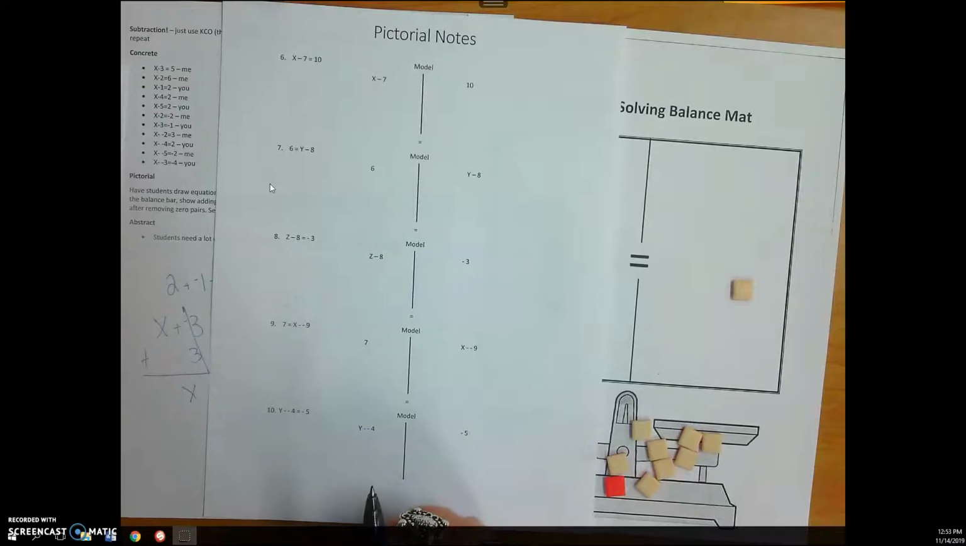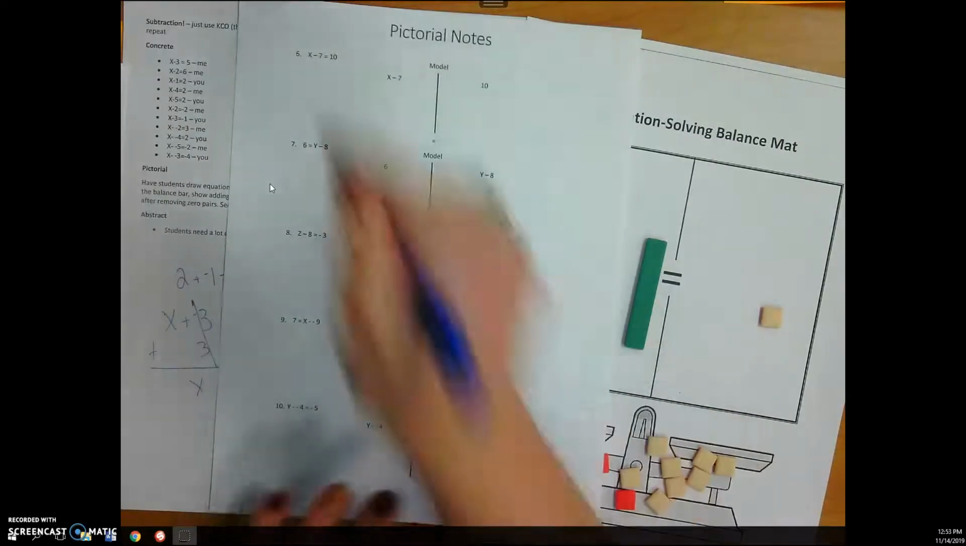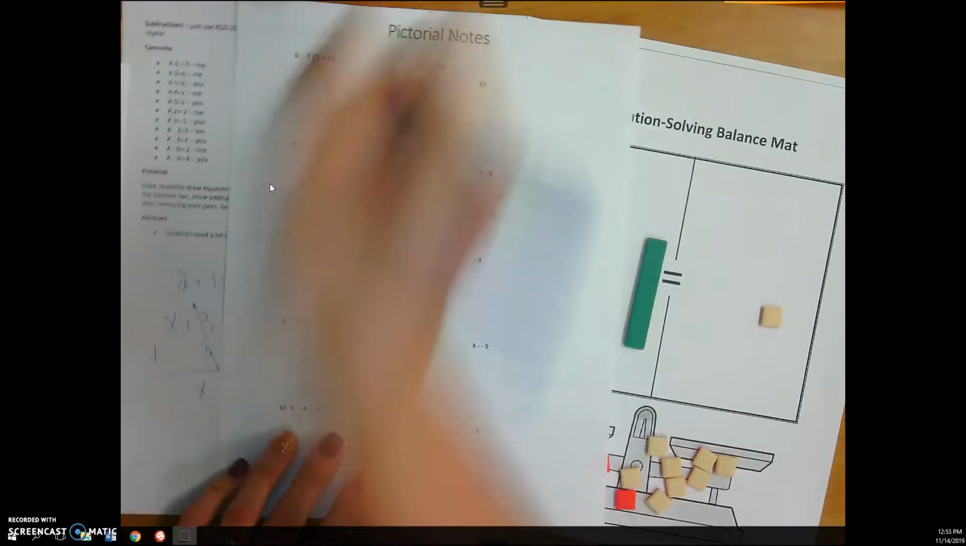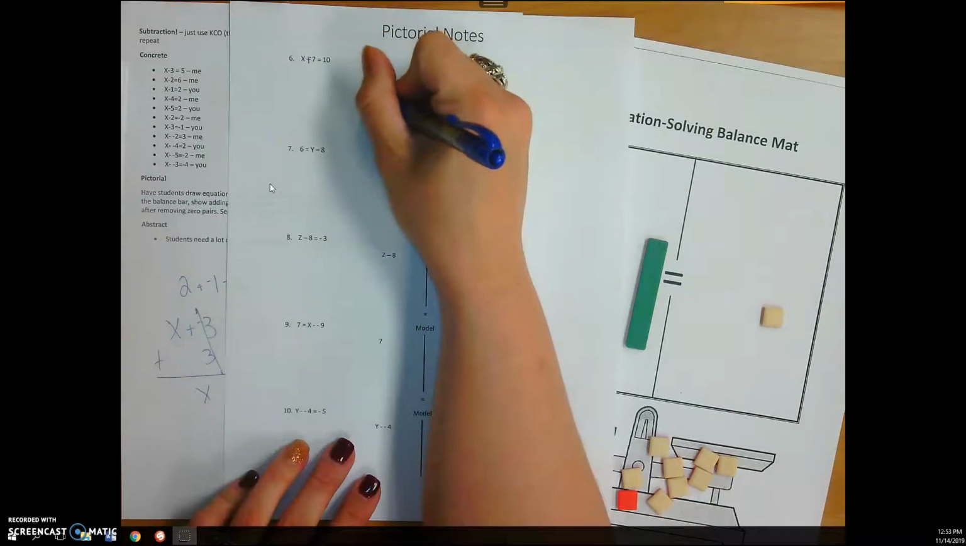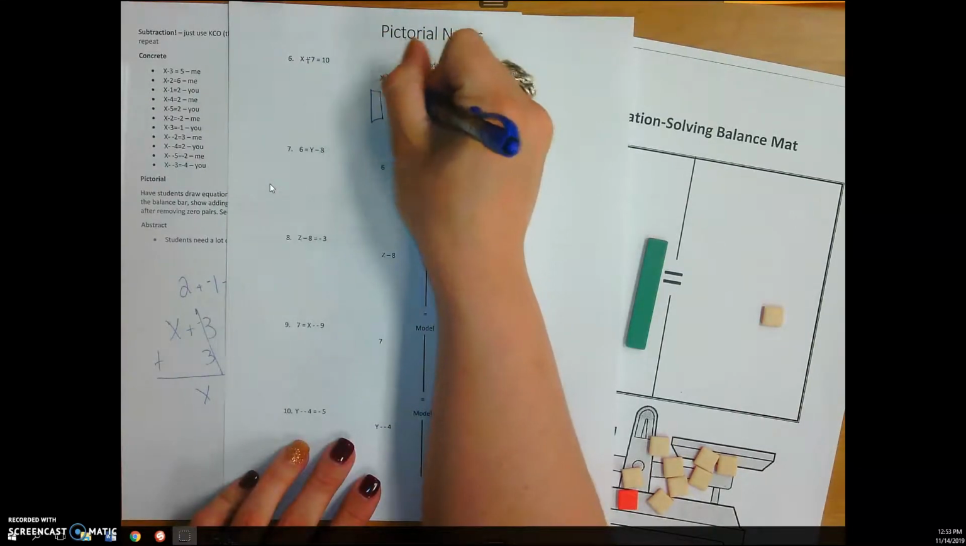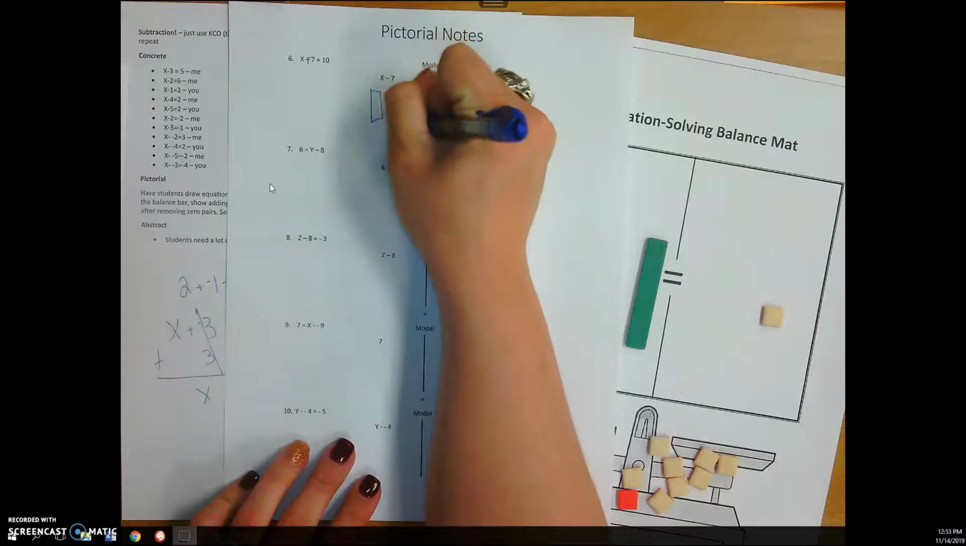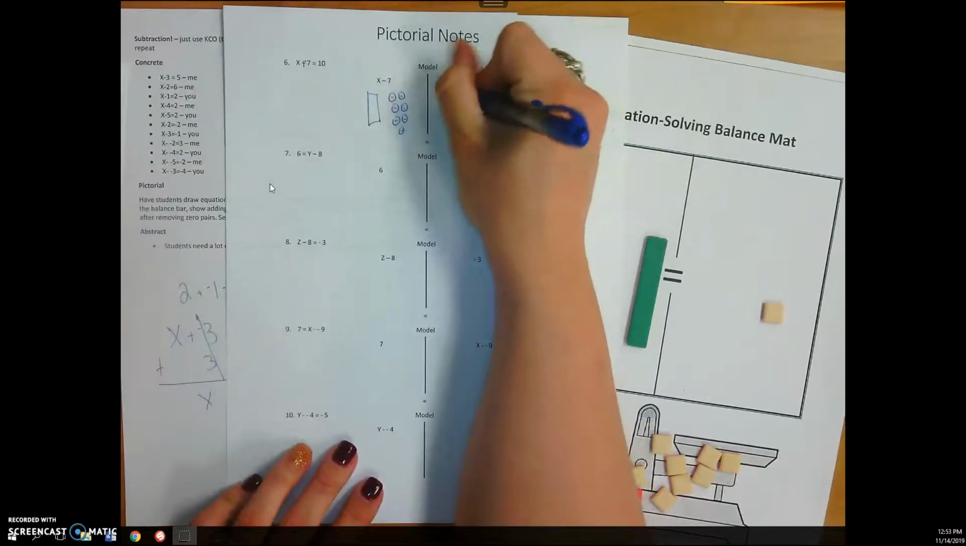The next step would be to move on to our pictorial. And so your kids will then KCO any subtraction problems. We will model our variable in 7 negatives, 10 positives.